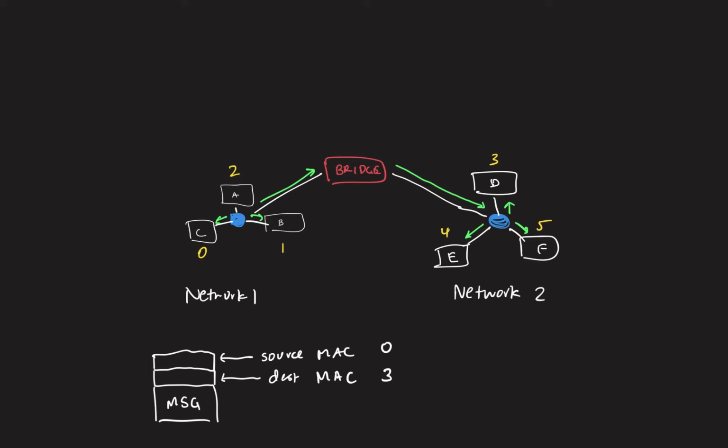Here's what the message looks like. Instead of source MAC 0, we have source MAC 2, and the destination is the same. One thing that the bridge does is keep track of source MAC address to network mappings. So say in this example, when the bridge receives source MAC 2 and destination MAC 3, it looks up in this mapping and doesn't find anything. So by default, it will forward the message to network 2. However, after doing this, it'll add to its mapping that it had received a message from source MAC 2 from network 1.